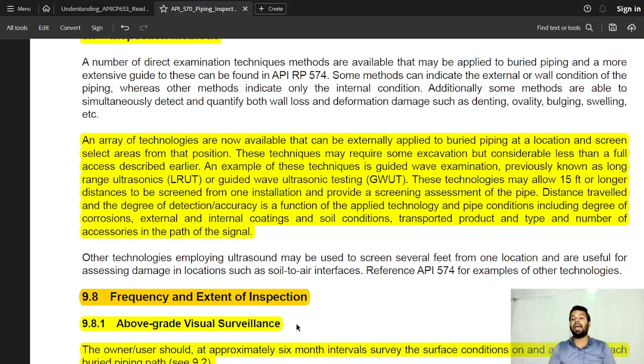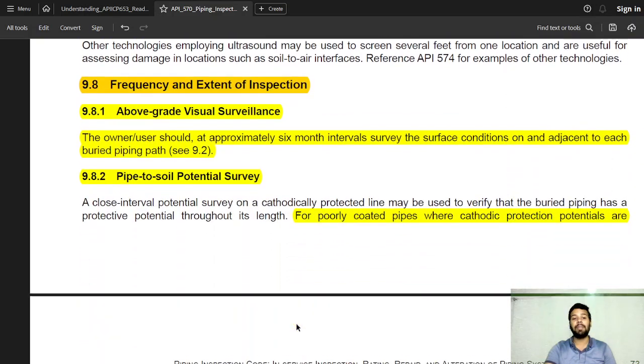These technologies may allow 15 feet or longer distances to be screened at one installation and provide the screening assessment of the pipe. The distance traveled and the degree of detection accuracy is a function of the applied technology and the piping conditions, including the degree of corrosion, external and internal coating, soil conditions, the transported product type, and the number of accessories in the path of the signal. So the results of these long range UT or guided wave examinations will depend on all of these things.